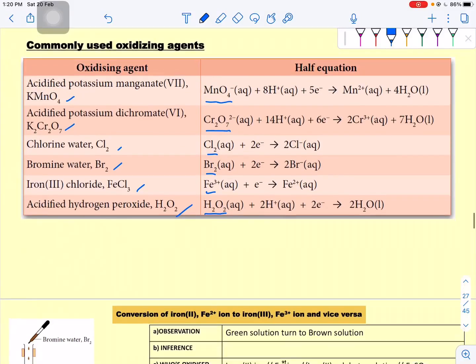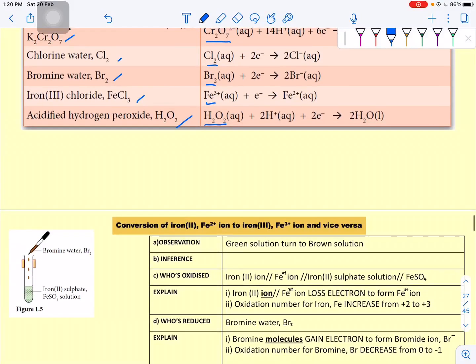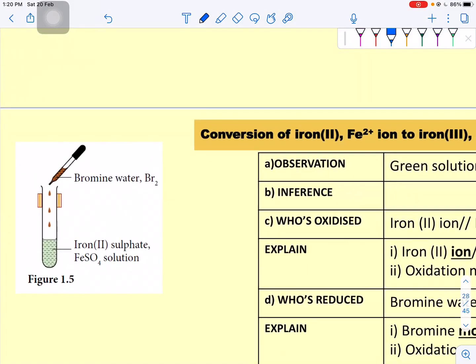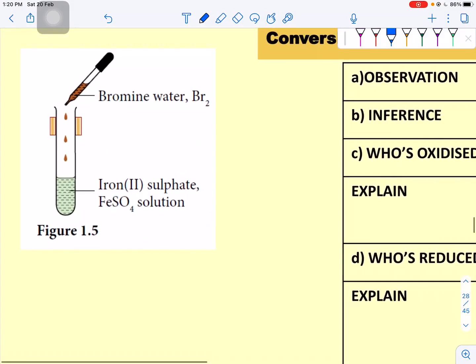So later on you will see it little by little. Okay, I go to the first one. I want to convert iron 2 to iron 3. So this is the situation where I have iron 2 sulfate. If you look at the formula, it is FeSO4. I already know iron 2 sulfate contains Fe2+.